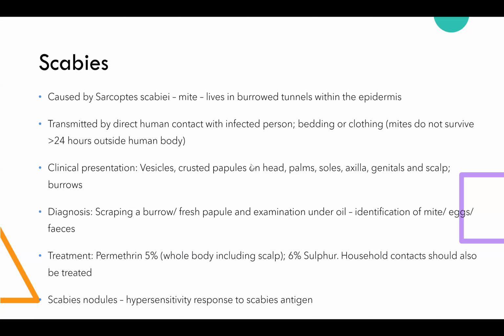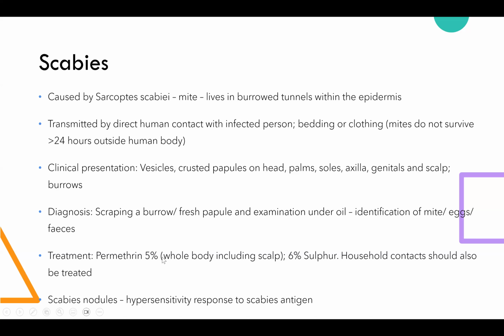So the primary lesion is a burrow where the scabies lives. But secondary lesions can be a vesicle, pustule, papule, or ulcers. It can be vesicles, pustules, papules on the head, palms, soles, axilla, genitals, and scalp. Diagnosis is by scraping a burrow or fresh papule and examination under oil. It will show identification of the mite, eggs, and feces.